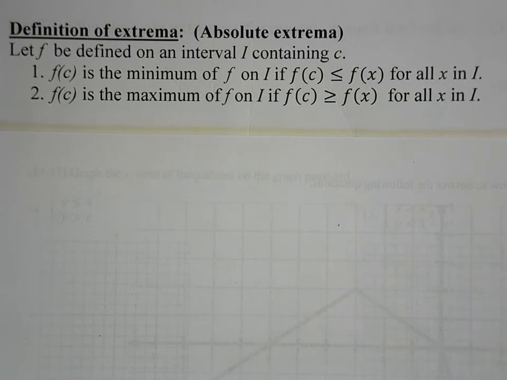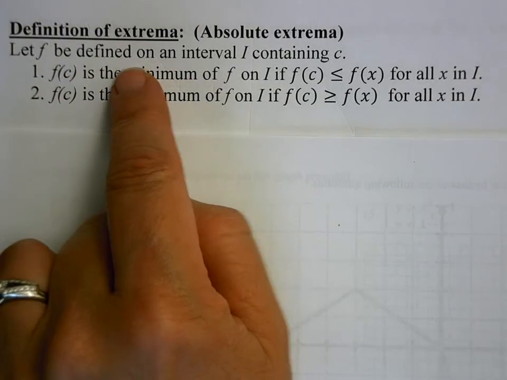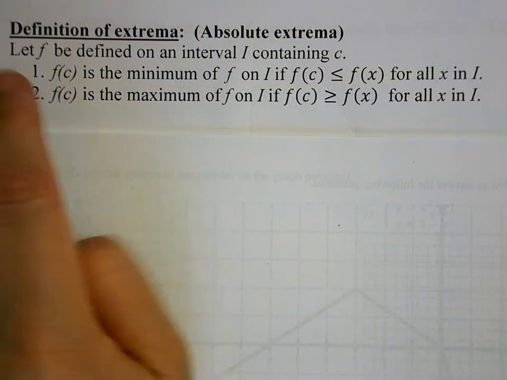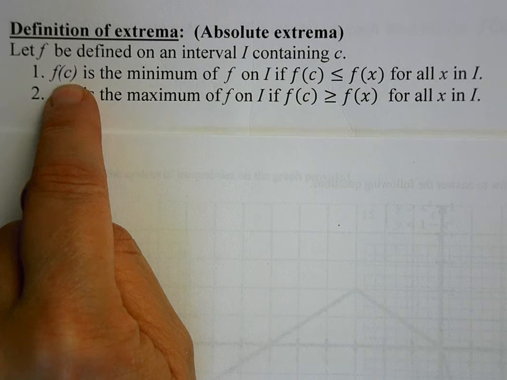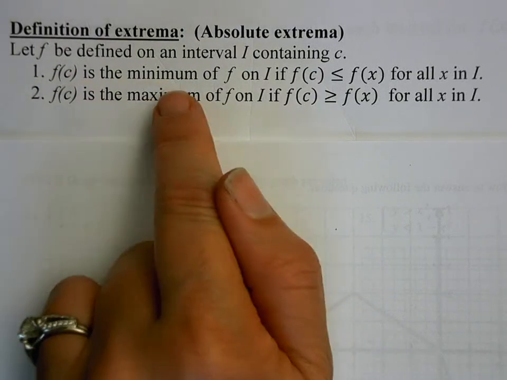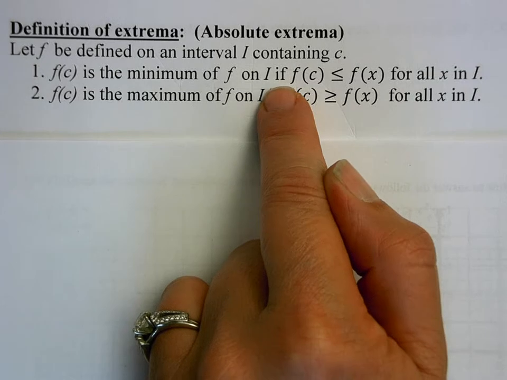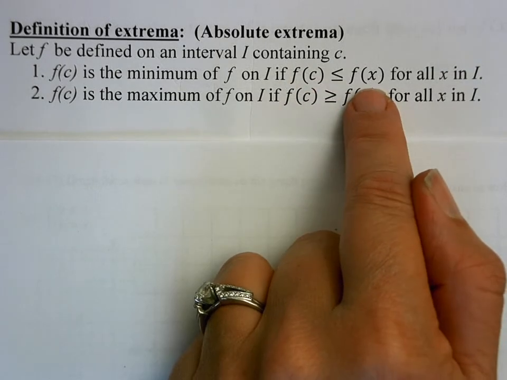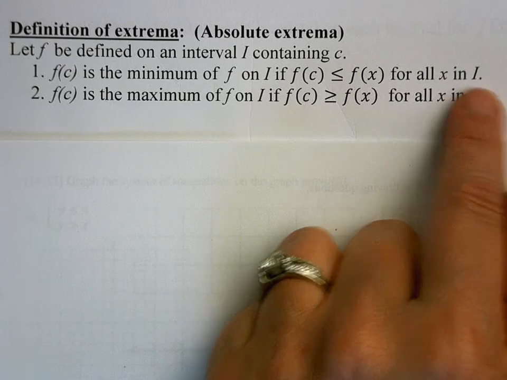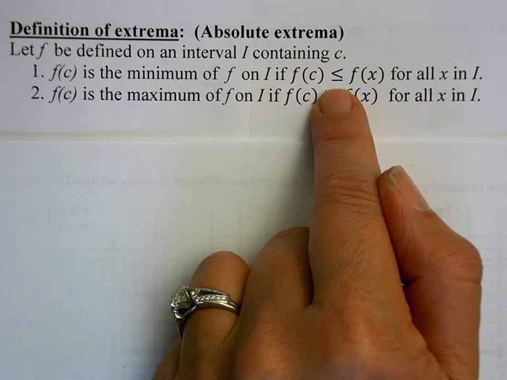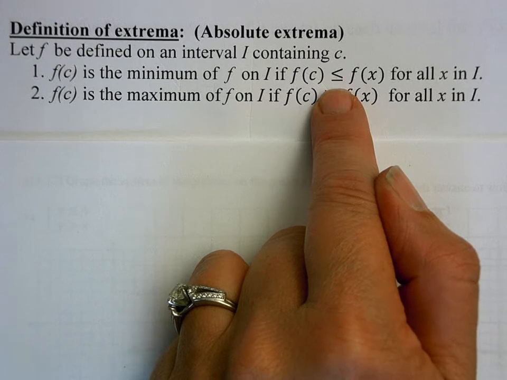Okay, so definition of extrema. So absolute extrema. Let your function be defined on an interval I containing c. So f of c is a y value. So your y value is the minimum of your function on that particular interval if it is less than or equal to your function for all values of x in I. So what is it saying? It's the lowest y value on the interval.